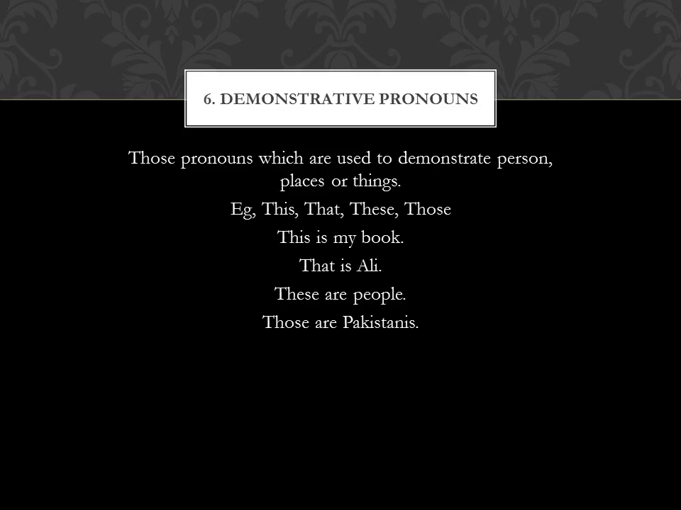Yes, now at number 6 we have demonstrative pronouns. Those are pronouns which are used to demonstrate persons, places, or things. For example, this, that, these, those. Here are some examples: this is my book. That is Ali. These are people. Those are Pakistanis. So these four demonstrative pronouns are used here to point towards book, Ali, people, Pakistanis.